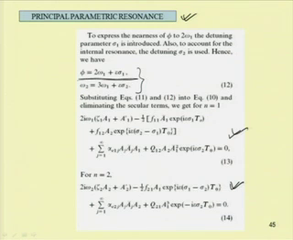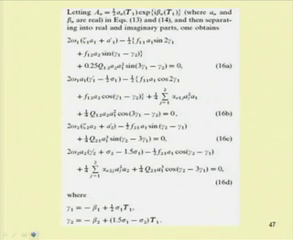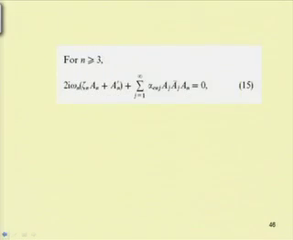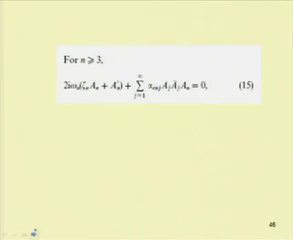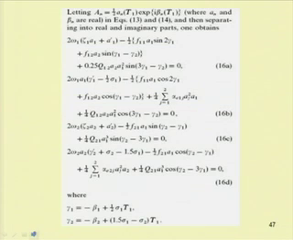In this particular example, we intend to show how this method of multiple scales can be applied to a particular type of differential equations. By substituting a n equal to half a n e to the power i beta n, we can write these two equations. Now, by separating the real and imaginary parts, we can write these 4 equations. So, we get a set of 4 equations.